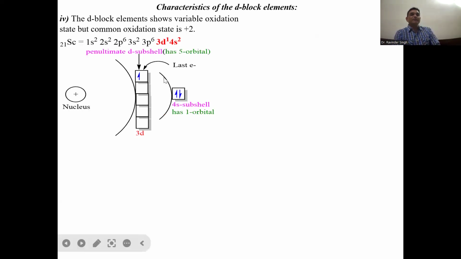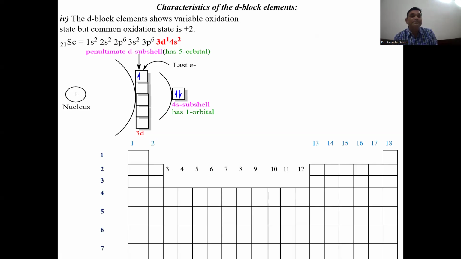You can see the diagram here. Here is the definition of a d block element: the last electron enters into the penultimate d subshell. And you can see here the diagram for scandium. One electron is present in the 3d and two electrons are present in the 4s. These 3d electrons can be lost like that of the 4s, so they can show variable oxidation states. As there are two electrons in the valence shell which can be lost more easily, the common oxidation state is +2. Among all these d block elements, you will see these 4s2 electrons.